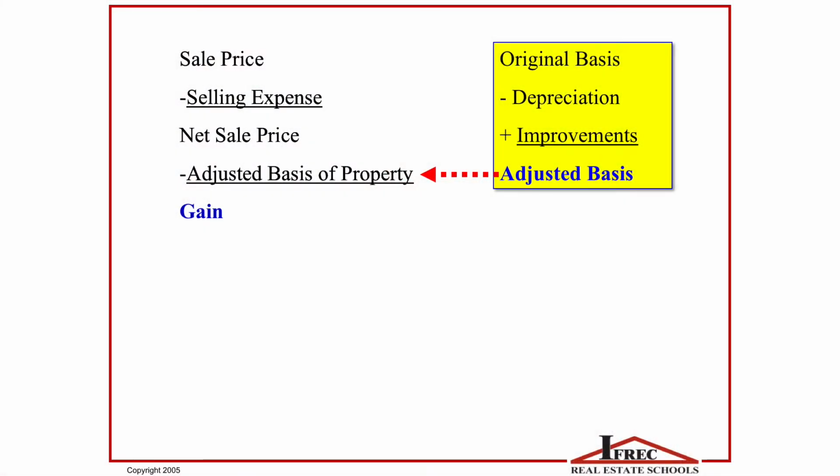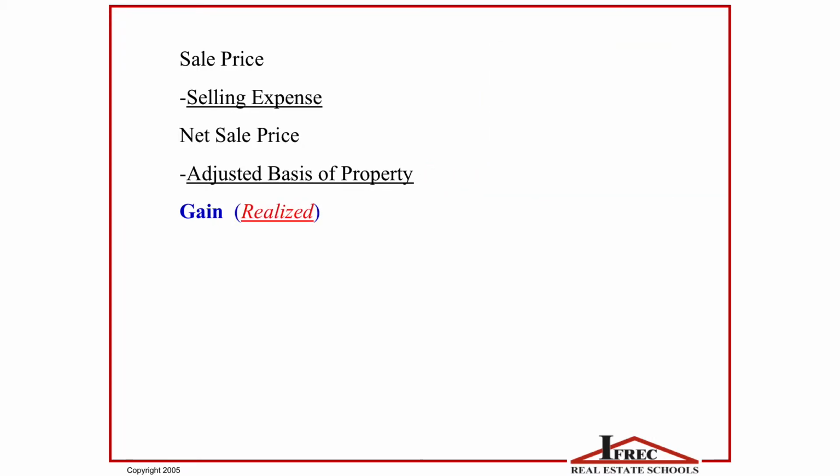Again, the difference between that adjusted basis and the net sales price of the property is what is described as the gain. Another term you might see, as you can see here on the slide, is realized or realized gain. This is something you'd want to be a little careful about as you're looking at material, particularly in an exam question. Gain, realized gain, same thing for our purposes.